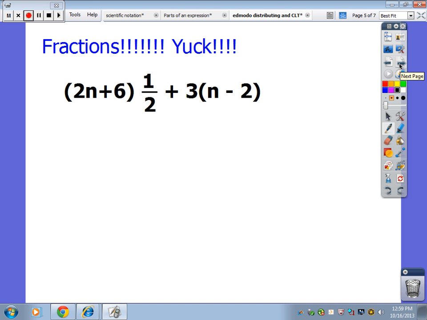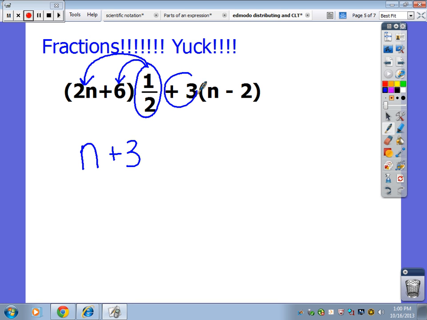Oh, fractions. Sometimes they like to throw fractions at you. In the real world, fractions do exist, so you have to deal with them now. But it's the same as before. We take the term that is outside the parentheses and we multiply it into the parentheses. 1/2 times 2 is 1n, which is written as n. And then 1/2 times 6 is 6 divided by 2, which is 3. All right, simple as that. You don't get freaked out by fractions.